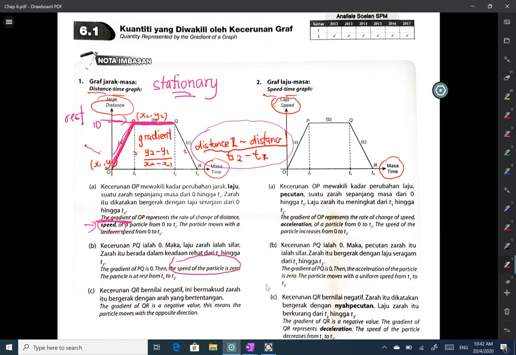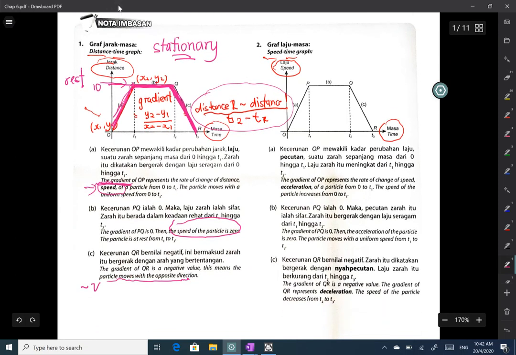The gradient of QR is negative. See? This one is negative. So that means the particle moves in the opposite direction. Negative v means it is moving in the opposite direction.